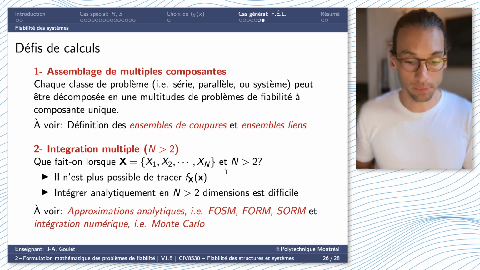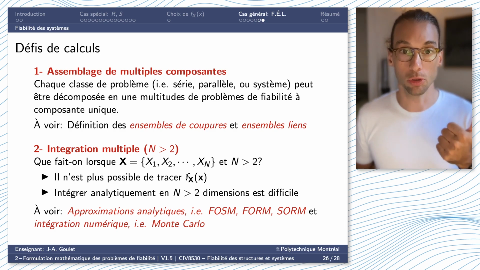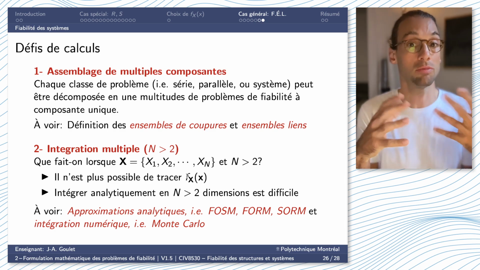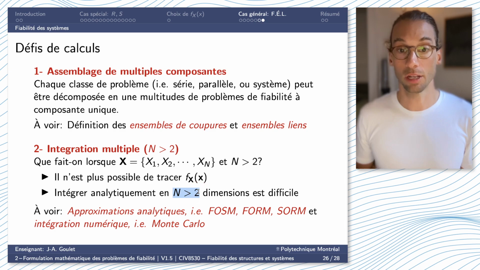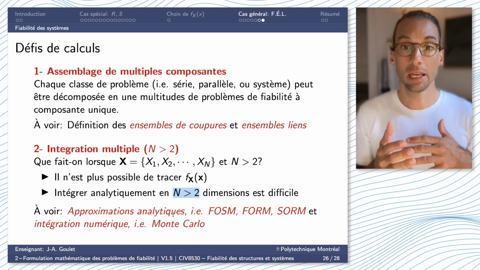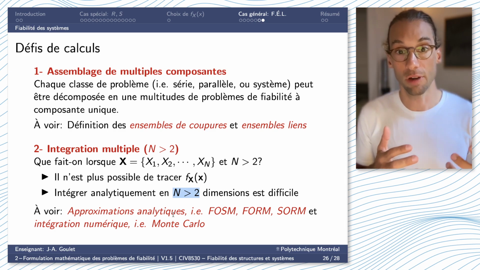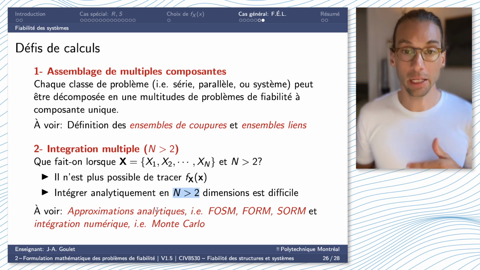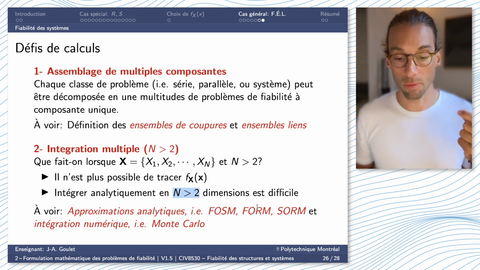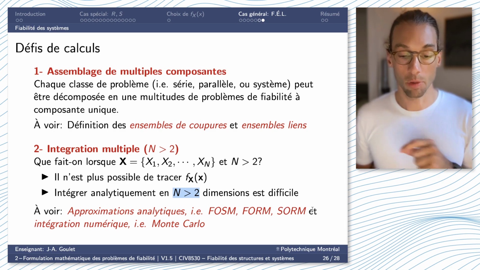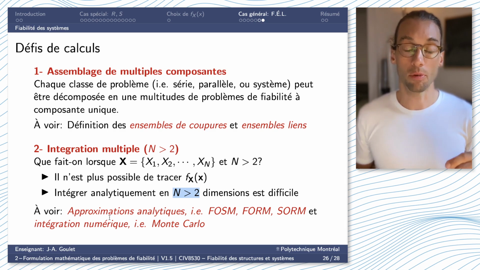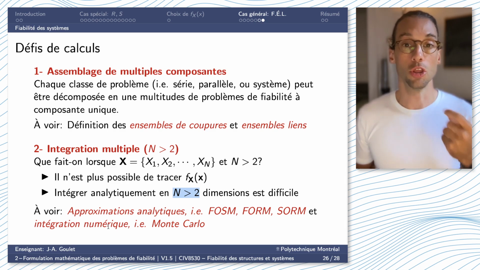I cannot do this. First, it's not possible to draw the joint probability density, so it's not really possible to visualize what's going on. And it becomes increasingly difficult as the number of dimensions increases to do that integration. So in the following modules, we're going to see how to perform such integration using analytical methods, using FOSM, FORM, and SORM: first order second moment, first order reliability method, and second order reliability method. But first, we're going to see how we can perform such integration using numerical approximation.